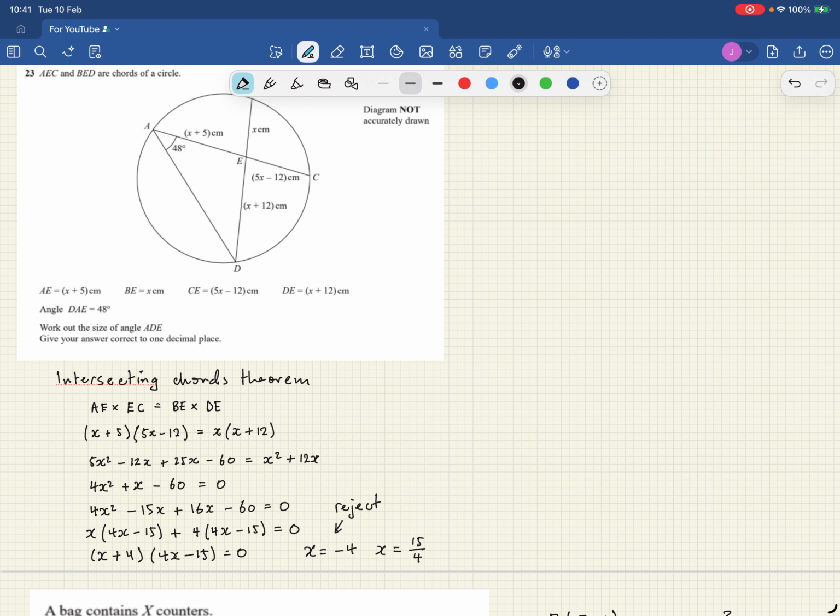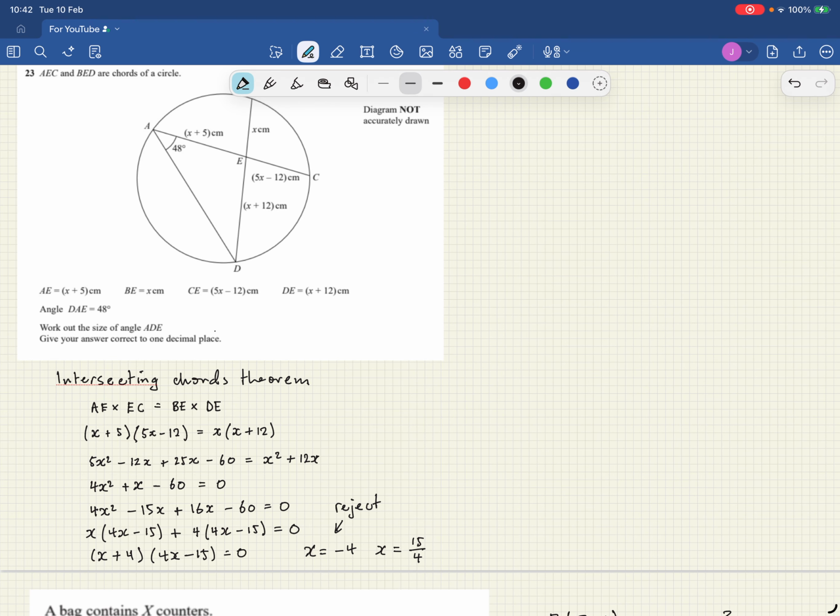Okay. Now I'm going to go up here and carry on, assuming now that x is 15 over 4 centimetres. By the way, I'm not going to simplify that. I'm not going to change that to 3.75. I'm quite happy with it being 15 over 4, even though in the end I'm going to make a decimal solution and quote it to one decimal place.